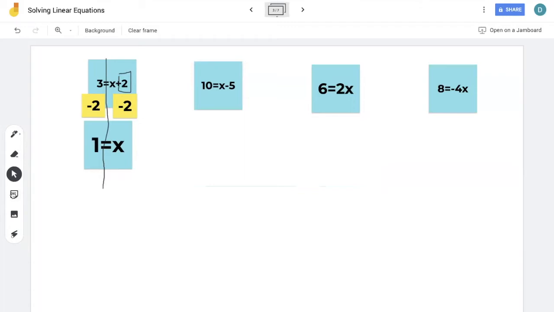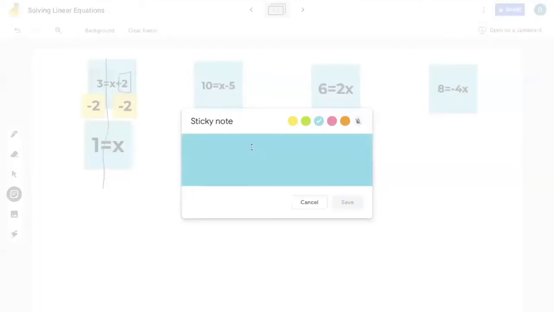Now, to verify it, let's plug in 1 to that equation again. So 3 equals 1 plus 2. Is that an accurate statement? The answer should be yes, it is accurate.